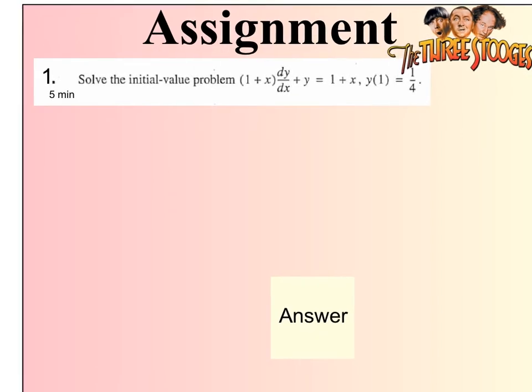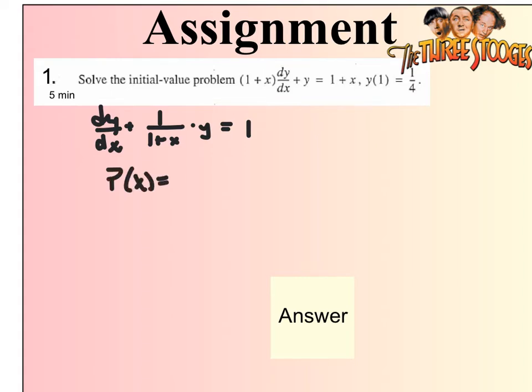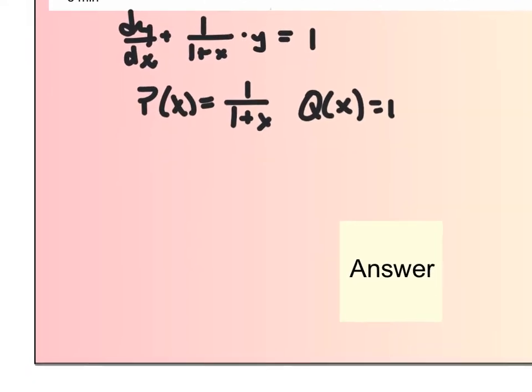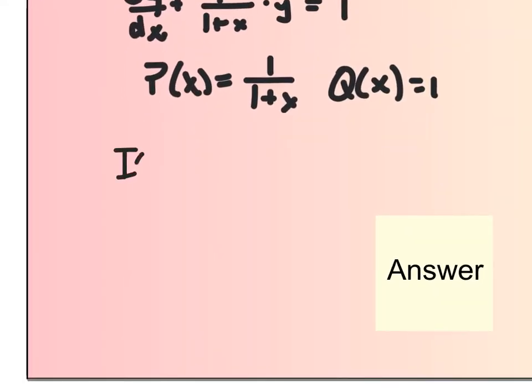Alright, so solve the initial value problem given here. I'm going to divide all three terms by 1 plus x. That gives me dy/dx plus 1 over 1 plus x times y equal to 1. If I divide 1 plus x by 1 plus x, I get 1. So p of x is 1 over 1 plus x, and Q of x is 1.